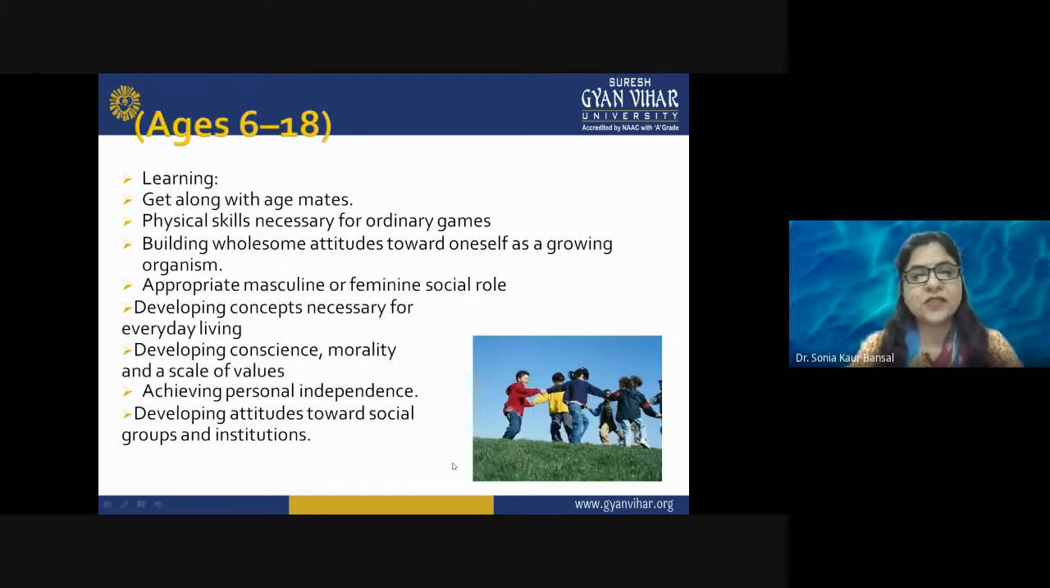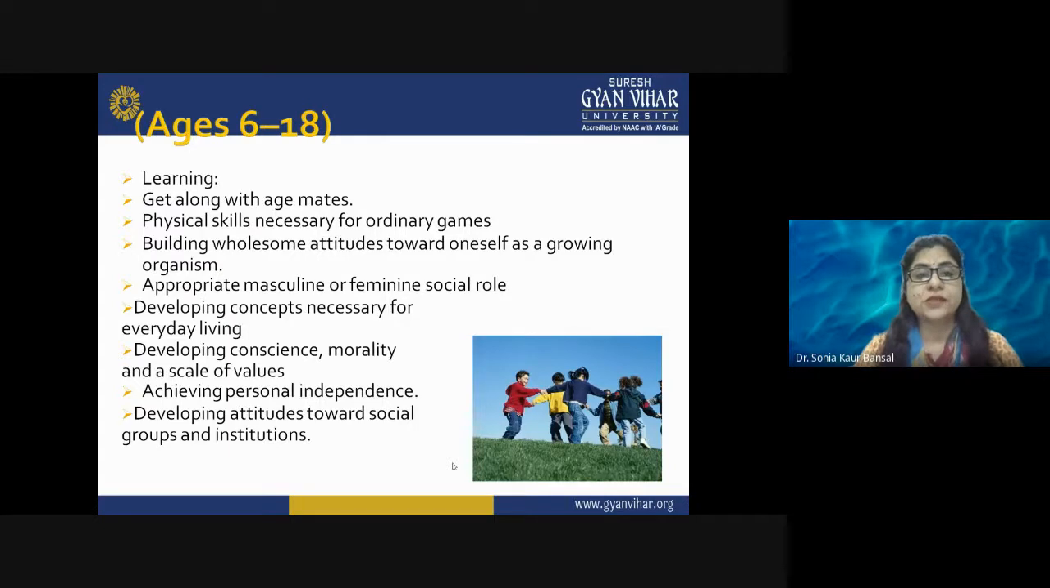Now let's understand the next stage, age 6 years to 18 years, where the human being is expected to learn to get along with age mates. Physical skills are really very necessary for ordinary games. It means psychomotor skills must be developed in time. Building a wholesome attitude towards oneself as a growing organism is also one of the important tasks. So, learning an appropriate masculine or feminine social role, developing concepts necessary for everyday living is also very important. Developing conscience, morality, and a scale of values, these are important ethical values which must be developed during this stage. So, achieving personal independence as well, not being dependent on others for small work. This is expected from this particular stage. This also leads towards developing different attitudes towards social groups and situations, as well as institutions.